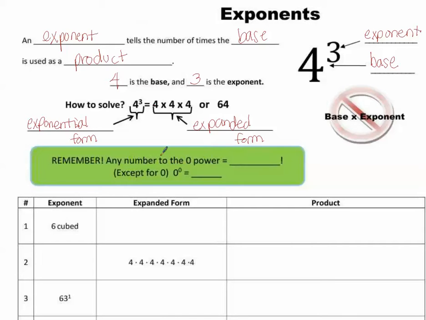Remember, any number to the power of 0 is 1. The only exemption is for 0. 0 to the power of 0 is 0. So remember, any number to the power of 0 is 1. Let's try some examples.